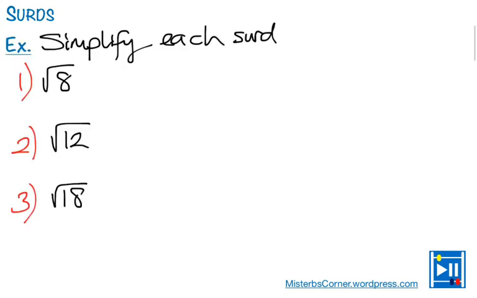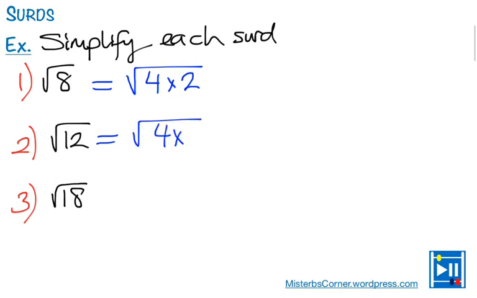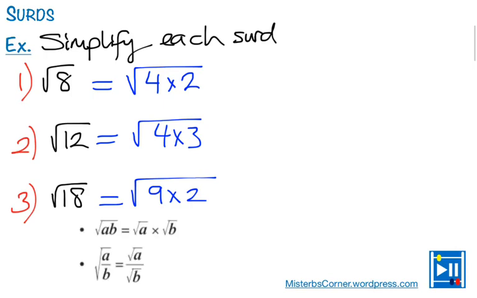Now, the idea behind simplifying these surds is to write them as a product of a square number and whatever else is remaining, right? And in this one, root 12 is square root of 4 times 3, and square root of 18 is 9 times 2. Now, next we are going to use these rules.